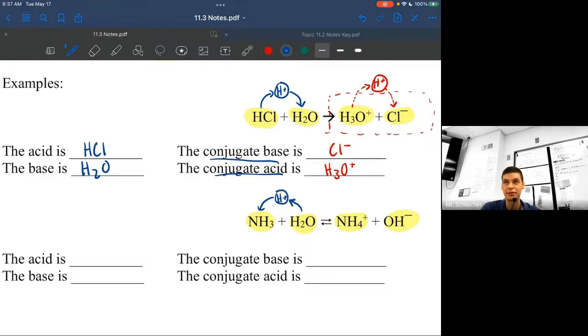Which one accepted the proton? The NH3 accepted the proton, so it is the base, which means the acid has to be H2O. Okay, now thinking about it in reverse, like what has to happen for us to reverse this? That's going to be the conjugate base and conjugate acid.